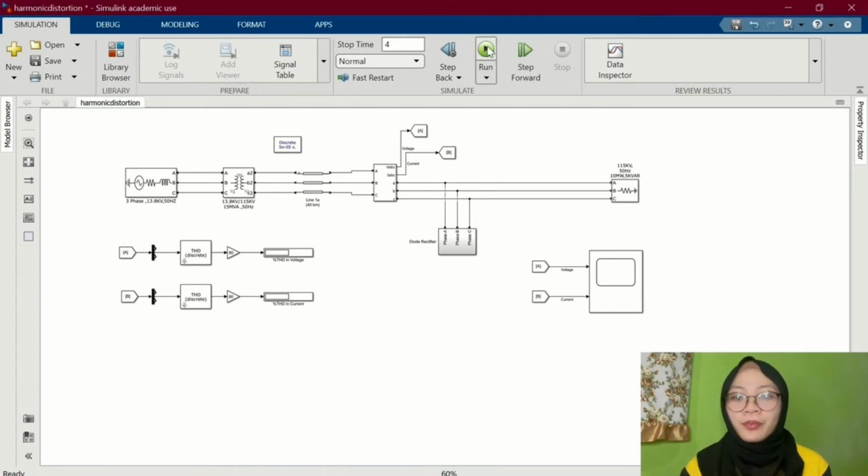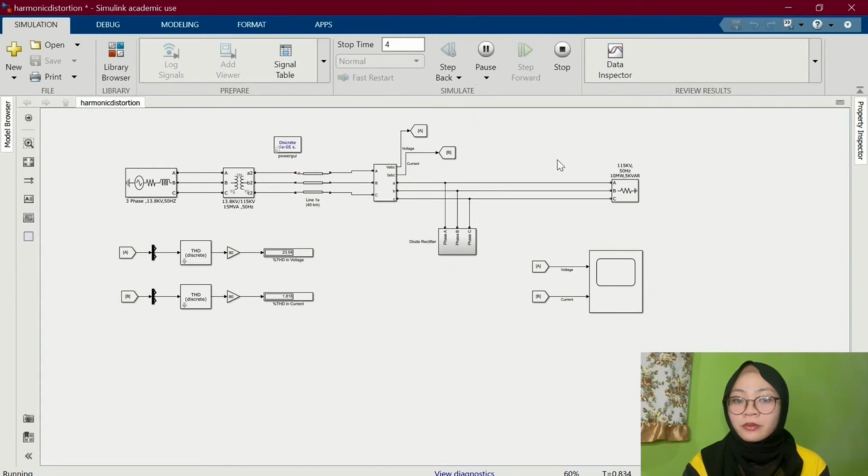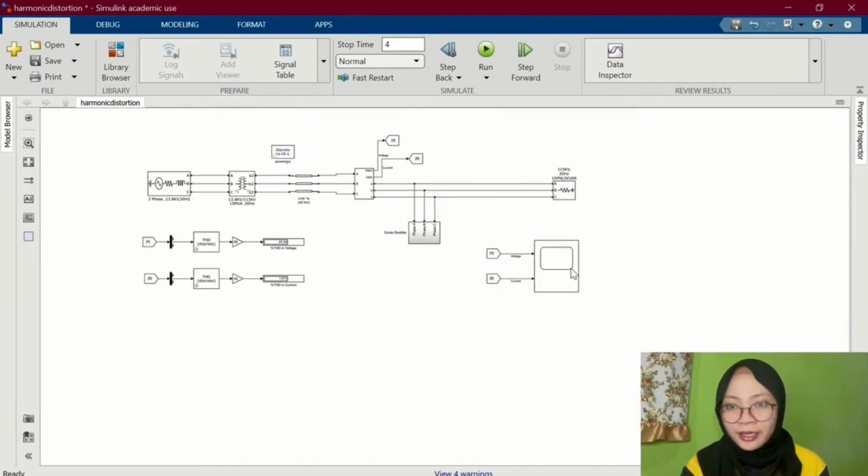So we run it, and after we run, the result we get is voltage THD of 23.04%, while for the current it is 1.81%. So the VTHD is very high in this case.